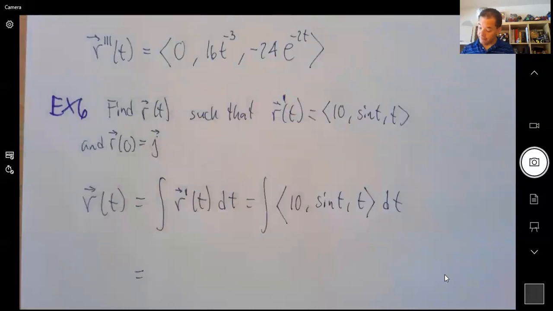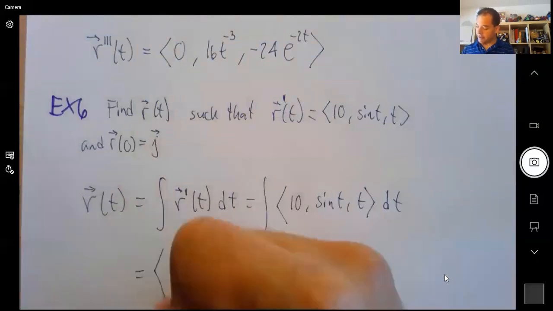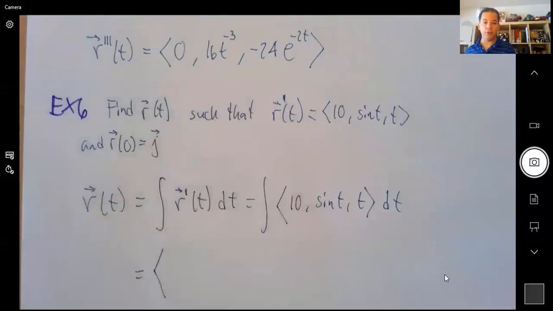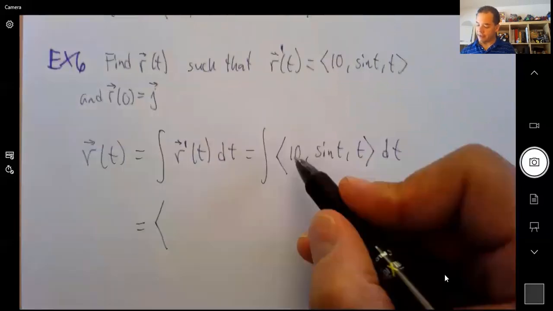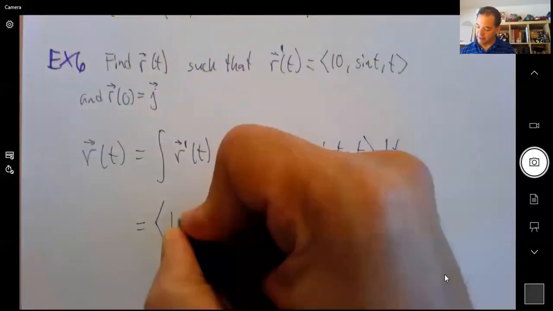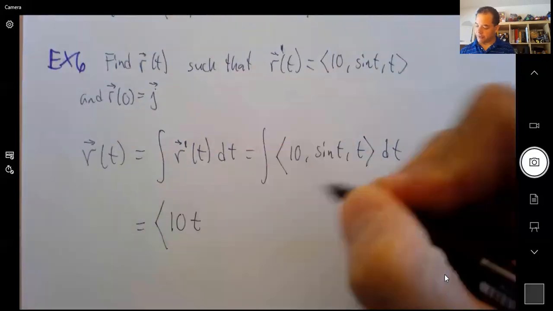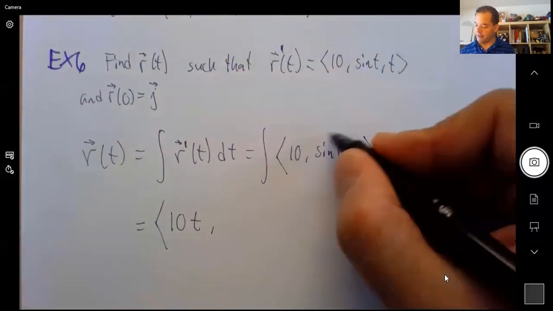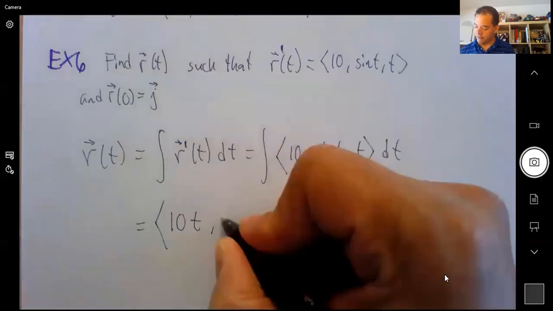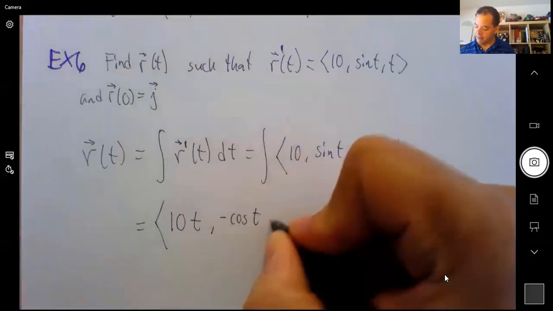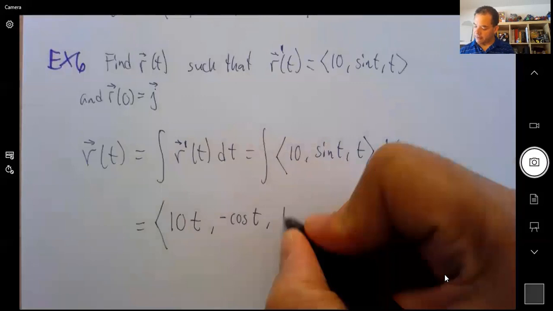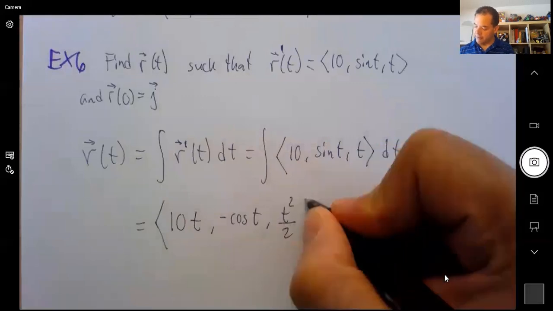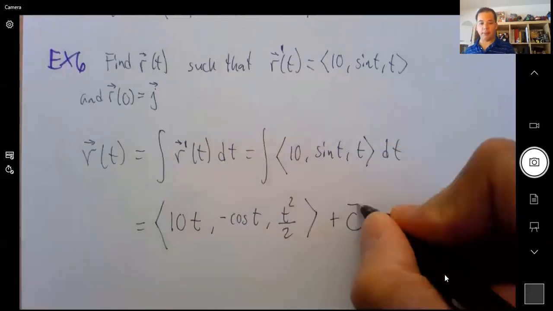Now, how do we do this? We integrate each one of the individual components. So what is the integral of 10? That's 10t plus a constant, but I'm going to put the constants at the very end, all right? Then the integral of sine will be negative cosine, and then the integral of t will be t squared over 2, and then plus a constant vector, right?